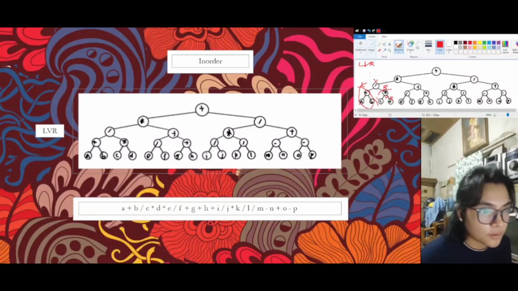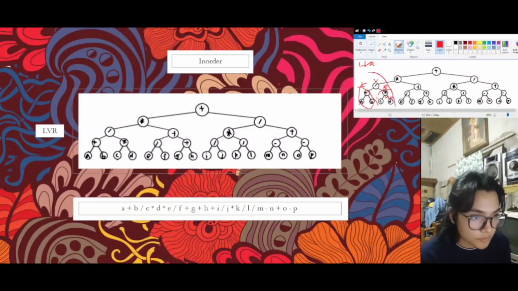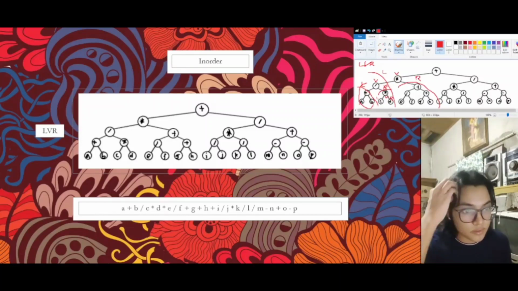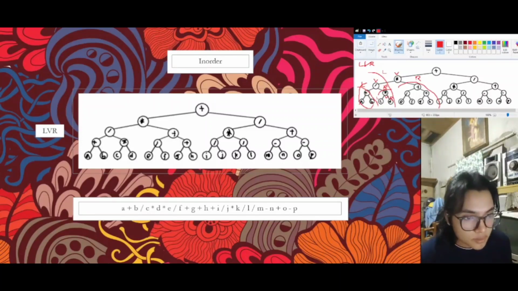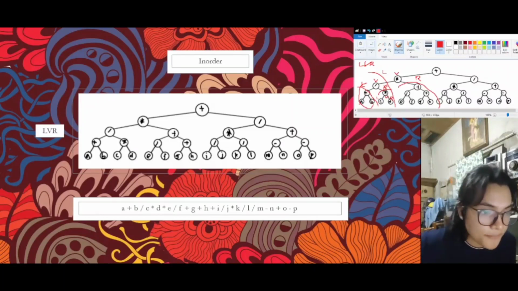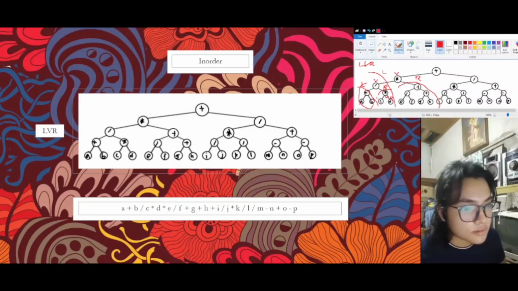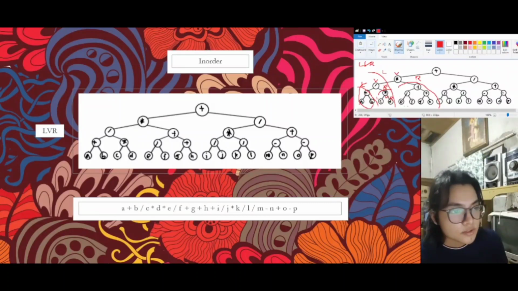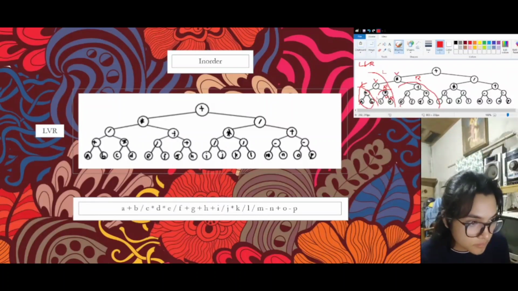Once we're done with that, we're going to proceed to a bigger expression. This is going to be V, and this entire part is going to be R. Now we're going to add the multiplication sign in after D. So after that, we're going to start at the bottom part. This is going to be LVR.